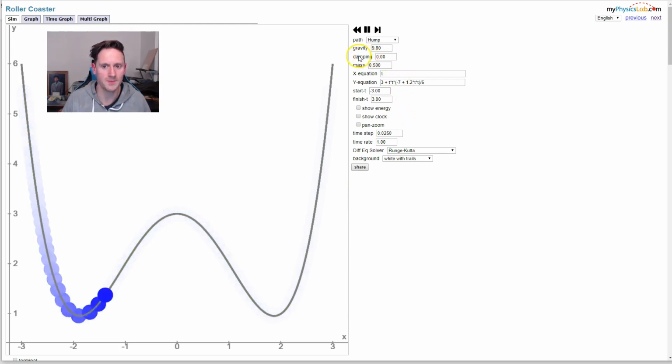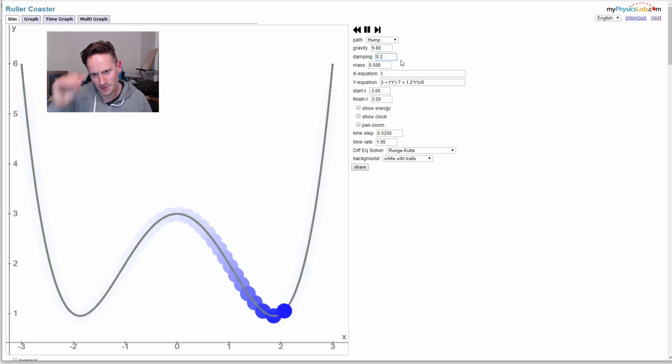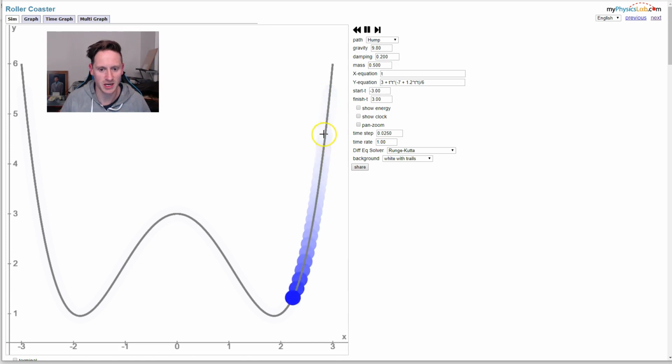What we're going to do, this bit here which says damping, we're going to put a value of 0.2 on there. And what that does is it's going to have an effect of some of these forces that slow it down, something like friction. Okay, and this is more like what we want.